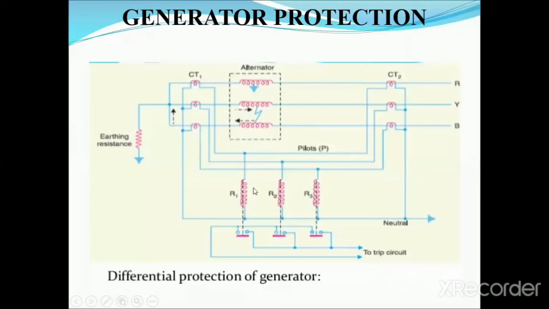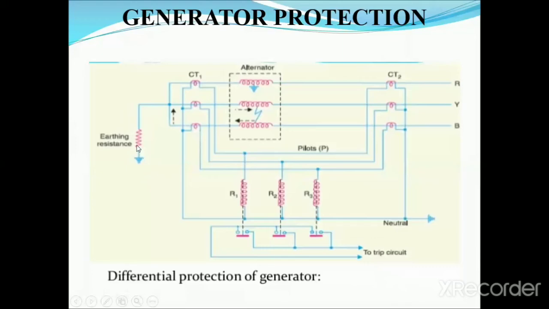Why will the relay be operated? When there is some phase difference between these two CTs, then automatically the differential currents will be flowing through this relay coil. Then automatically the relay will be operated under normal operating conditions also. To overcome these fault conditions, or to overcome the mal-operation of the relay, we are using the earthing resistance.